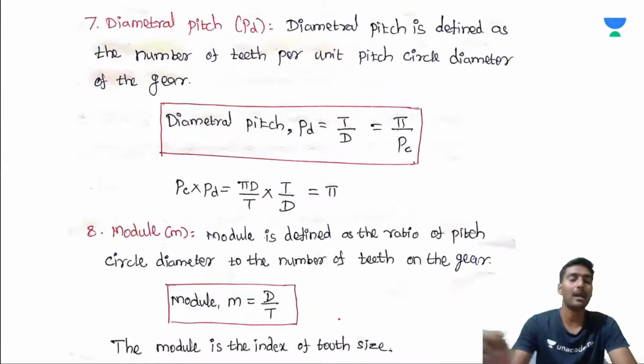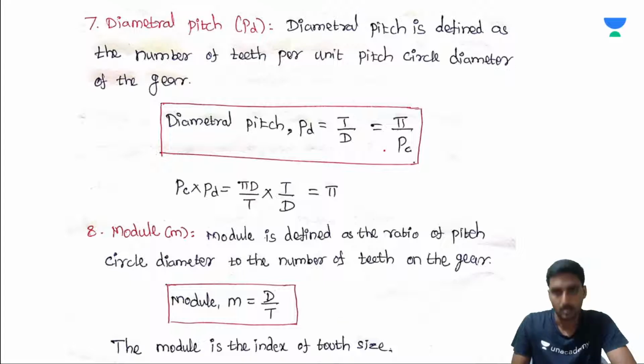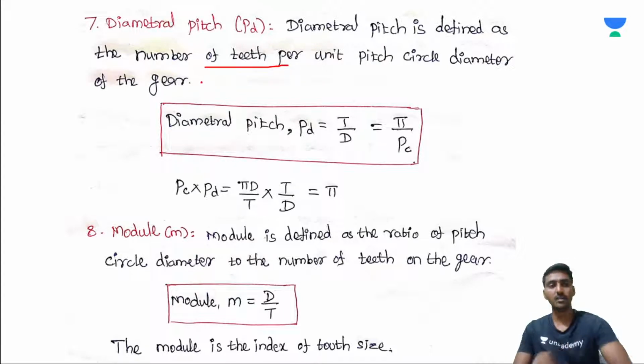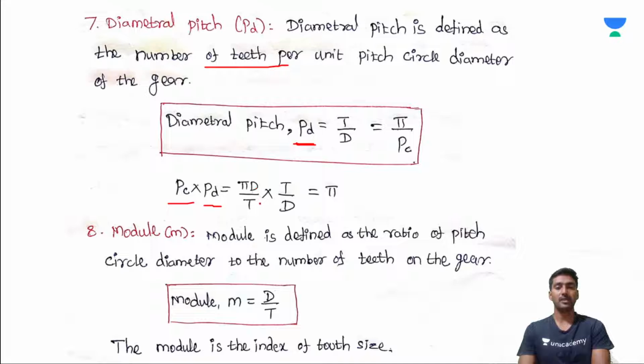Now we are moving to the diametral pitch, PD. Diametral pitch is defined as the number of teeth per unit pitch circle diameter of the gear. That is T, the number of teeth, divided by the pitch circle diameter D. Now the product of circular pitch and diametral pitch is pi D divided by T times T divided by D. D and T cancel, and the final result is pi.